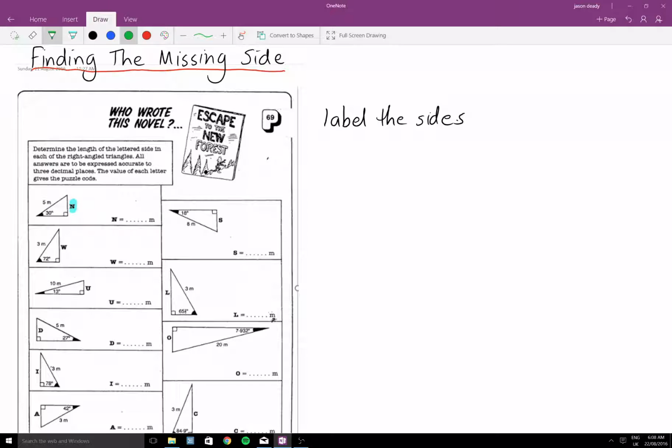We've got the hypotenuse, which is my longest side, the opposite, which is opposite the angle of 30 degrees, and the adjacent, which is the one that's part of that angle. Okay, my next step after I've labelled my sides is to pick my ratio.